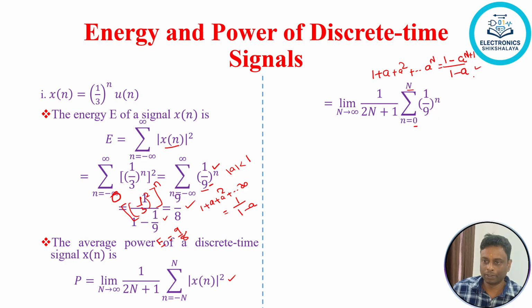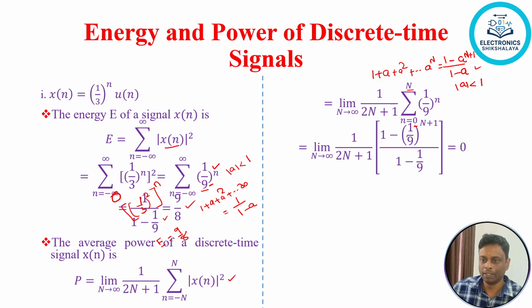Okay, for a less than 1, here a is 1 by 9. So let us put this formula: 1 minus 1 by 9 to the power n plus 1, divided by 1 minus 1 by 9. So what will this term be now? It will be equal to 9 by 8.